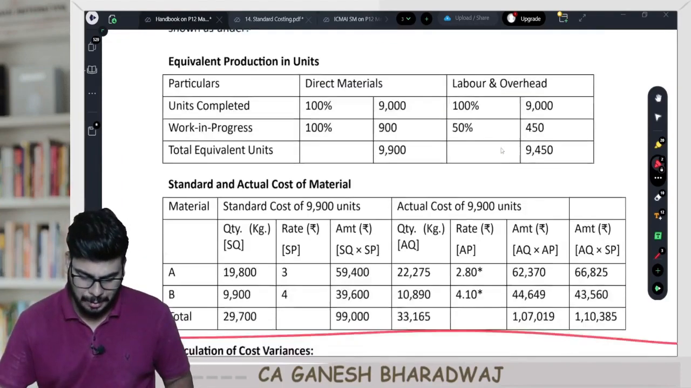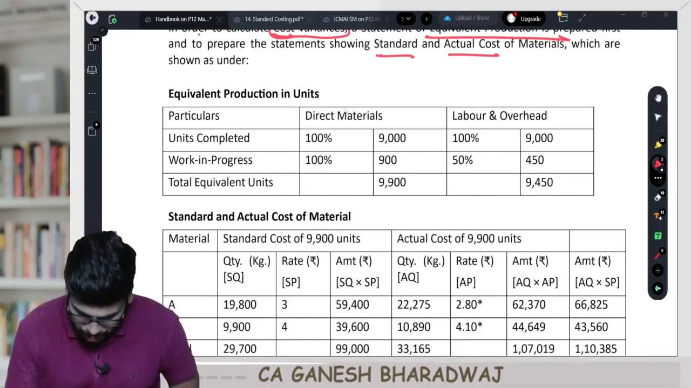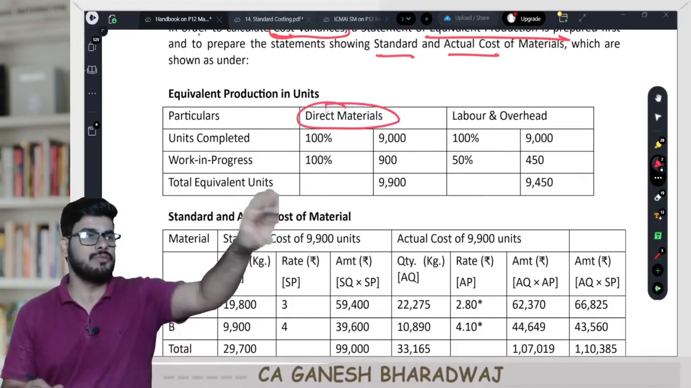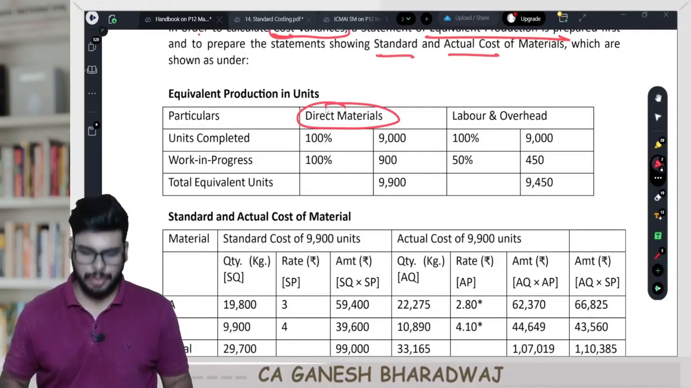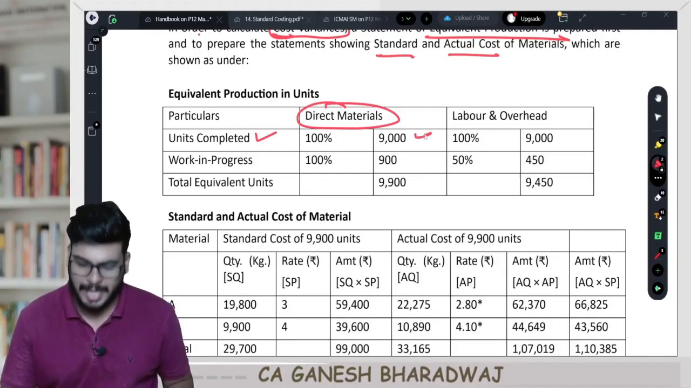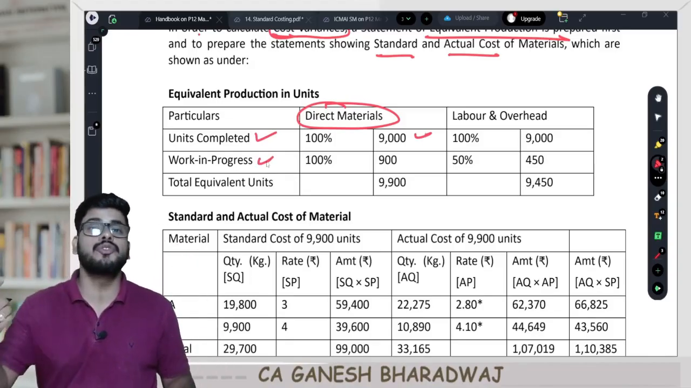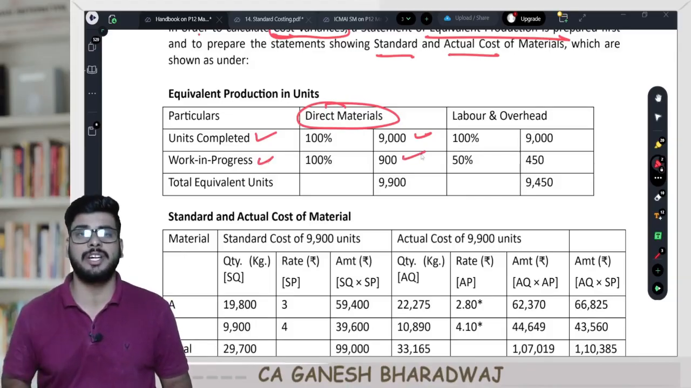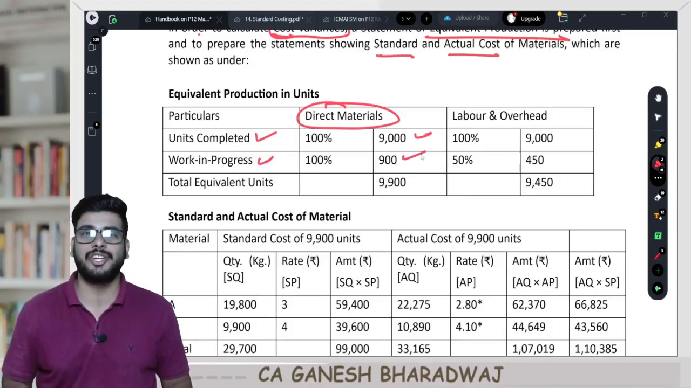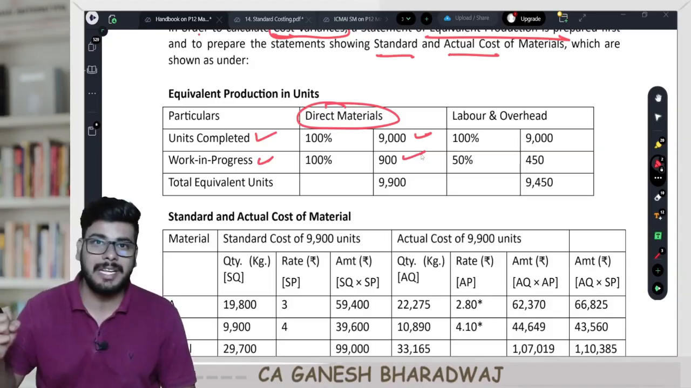So basically, the statement of equivalent production: what they have done is simple, guys, do not worry about it. Now I have consumed raw material A and B. Using raw material A and B, totally how many units got produced? Units completed: 9,000 units definitely got completed. Now I also produced the closing WIP. How many units of closing WIP were there? 900 units, and each of these 900 units has consumed the entire raw material A and B, correct?